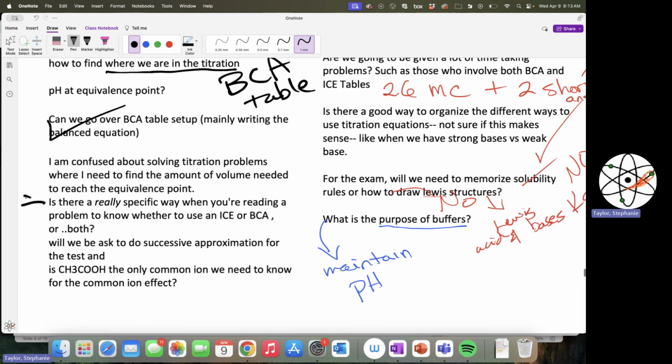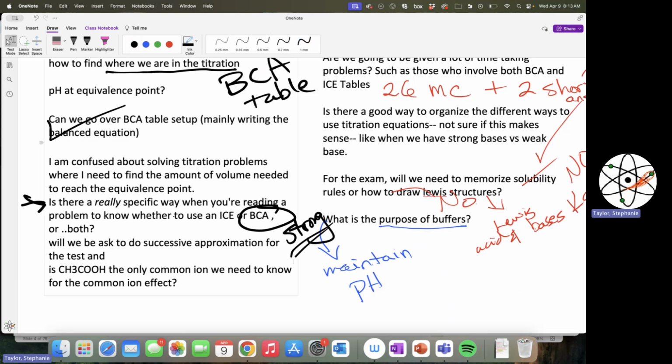This question says, is there a really specific way when you're reading the problem to know whether you use an ICE or a BCA table or both? BCA is for strong species. So if you have a strong species, you are using a BCA table, period.